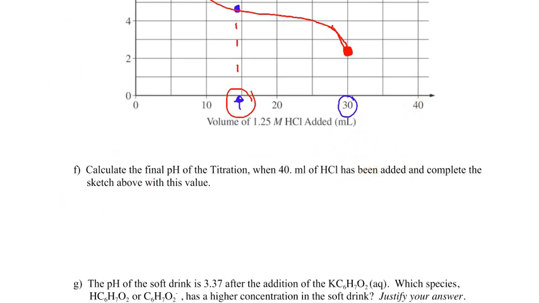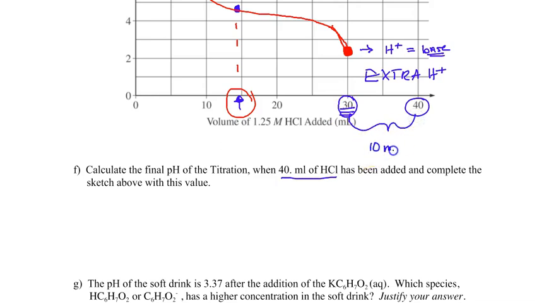Well, I know that at this point right here, the H pluses that I added is equal to the base in the beaker. So the final pH is just going to be the extra H pluses that I add beyond that. So let's go find the moles. Well, I added it till it was 40. I said I added 40 milliliters total. The equivalence point was 30, so the extra acid I added was 10 milliliters.